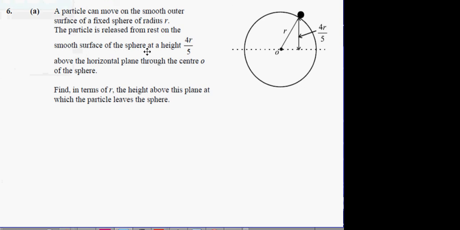A particle can move on the smooth outer surface of a sphere of radius r. If the particle is released from rest on the smooth surface of the sphere at a height of 4r over 5 above the horizontal plane through the center of the sphere, find in terms of r the height above the plane at which the particle leaves this sphere.